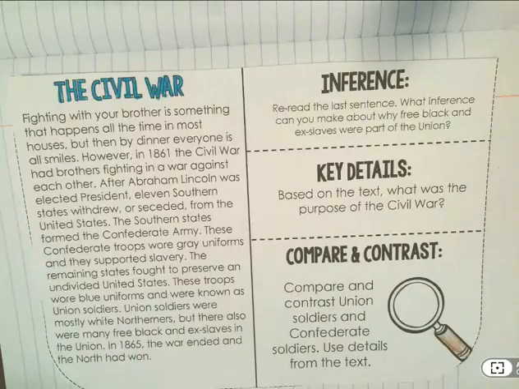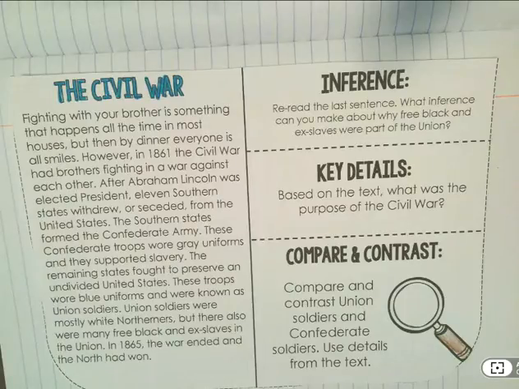The southern states formed the Confederate Army. These Confederate troops wore gray uniforms, and they supported slavery. The remaining states fought to preserve an undivided United States. These troops wore blue uniforms and were known as Union soldiers. Union soldiers were mostly white Northerners, but there also were many free black and ex-slaves in the Union. In 1865, the war ended and the North had won.